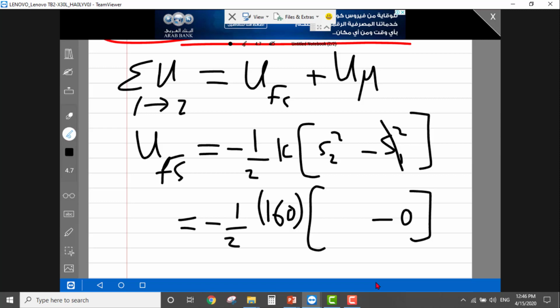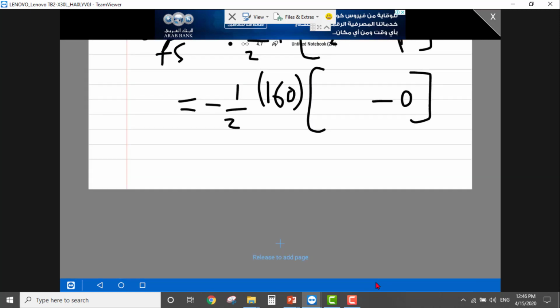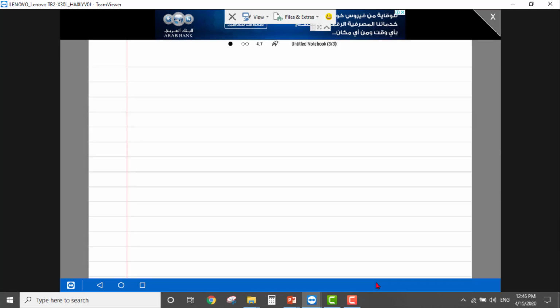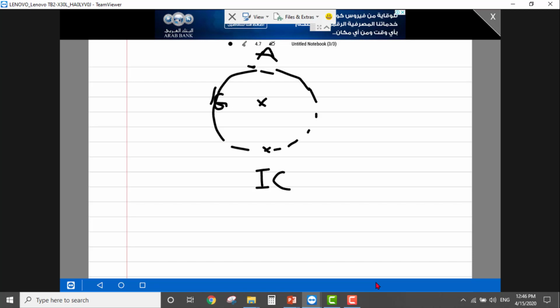How do we calculate S2? In order to calculate S2, here is the initial state. Here is G, and here is point A, and here is the IC point. Here is the wheel, but I will not draw the wheel.